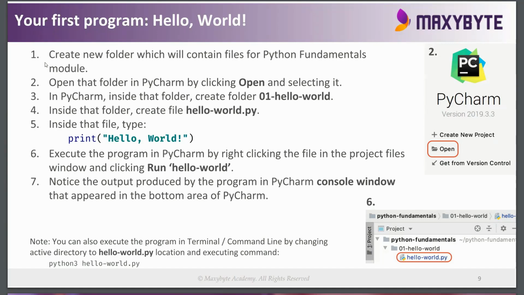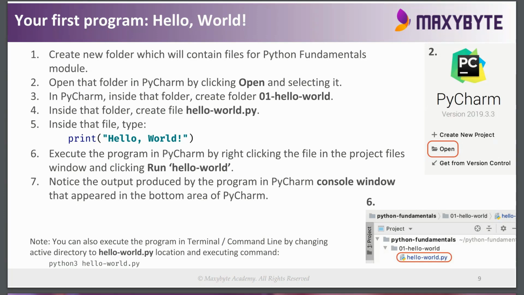As we can see now, point number 1 says create a new folder which contains files for the Python fundamentals module, and open the folder in PyCharm by clicking open. This is what we did this morning. So we have a Python fundamentals module folder, and we open that folder in PyCharm by clicking open, and therefore you have the Python fundamentals open, right? And point number 3, in PyCharm, inside our folder, create folder 01 hello world. That is what we have done for you.